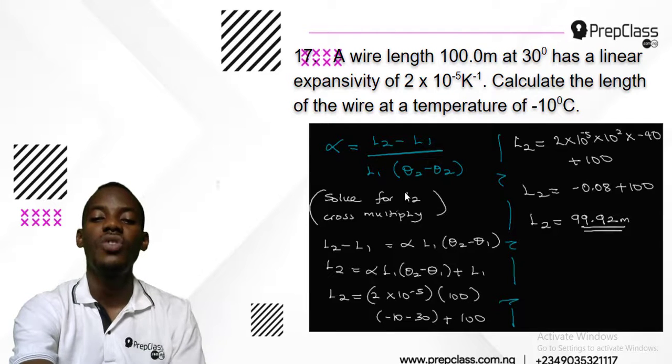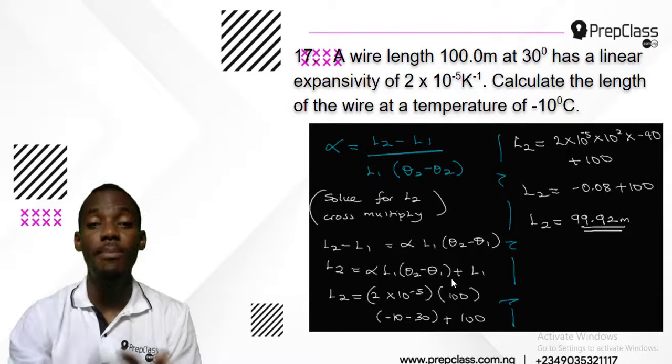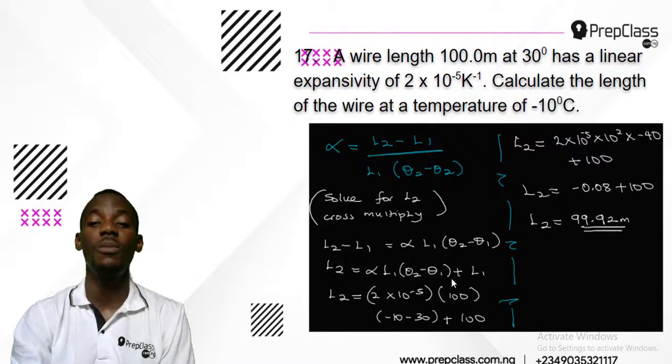Solving for L2, cross multiply. So L2 minus L1 will come down. That will become L2 minus L1 equals linear expansivity times L1 times change in temperature. That's theta 2 minus theta 1, and that's what I have here. Okay, so I've multiplied. Now I have to make L2 stand alone. So I will remove this L1 from here and jump it over to the other side to become positive. That will become L2 equals linear expansivity times L1 times change in temperature plus L1, and that is it. I have manipulated the formula and made L2 the subject of the formula.